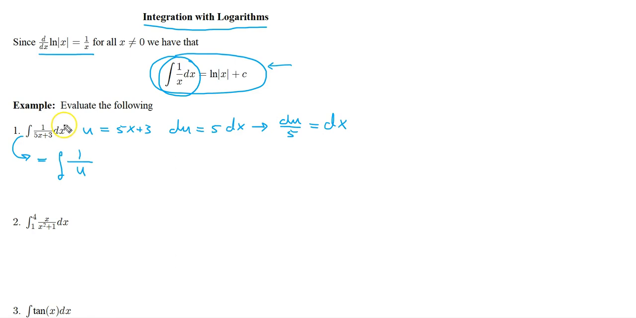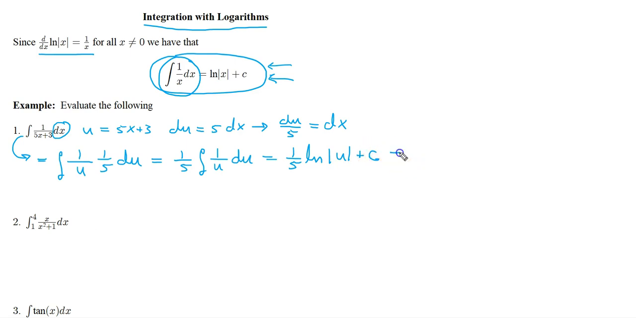And so we can replace the dx with a 1/5 du, and we end up with 1/5 times the integral of du over u. And now using this rule right here, we can write this as 1/5 ln absolute value of u plus c, and replacing the u with 5x plus 3, we get our final answer. And that's it.